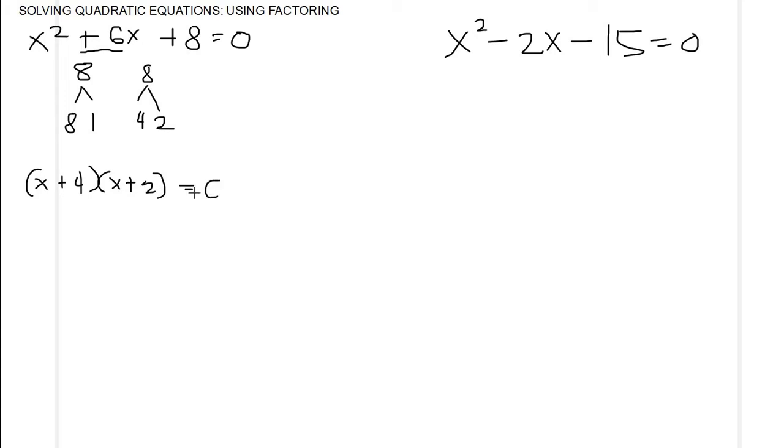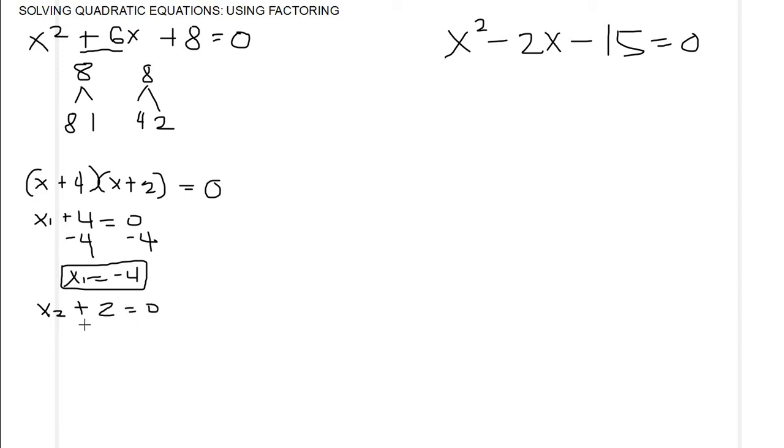So that would be x sub 1 plus 4 equal to 0. Minus 4 on both sides, and that will give us the value of the first root, which is negative 4. And then the other one would be x sub 2 plus 2 equal to 0. And now we subtract 2 from both sides of the equation, and that will give us x sub 2 equal to negative 2. So that means the roots of this equation are negative 4 and negative 2.